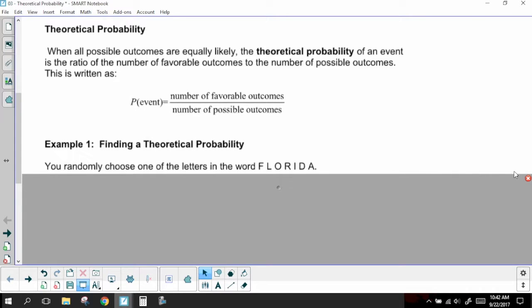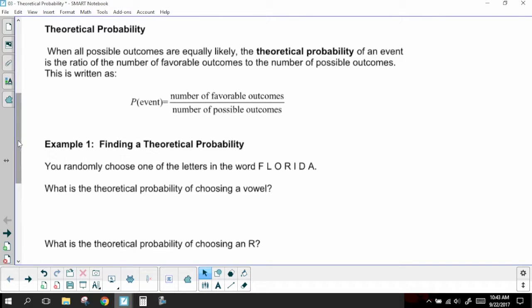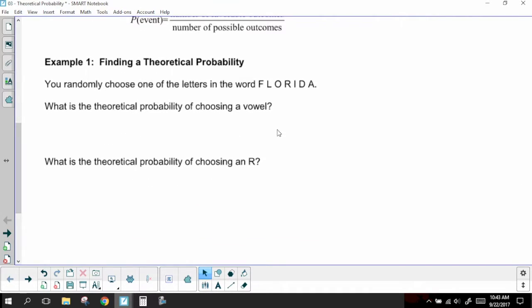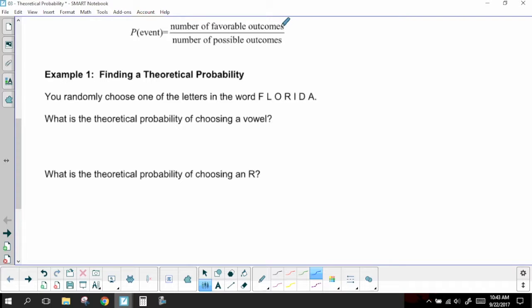So here's an example. We randomly choose one of the letters in the word Florida. We're going to find the theoretical probability of choosing a vowel. So I have to know the number of vowels, the favorable outcomes, and I need to know the number of possible outcomes, the number of letters. So how many of these are vowels? 1, 2, 3 of them. And how many letters are there? 1, 2, 3, 4, 5, 6, 7. 3/7 is the theoretical probability of choosing a vowel from these letters.